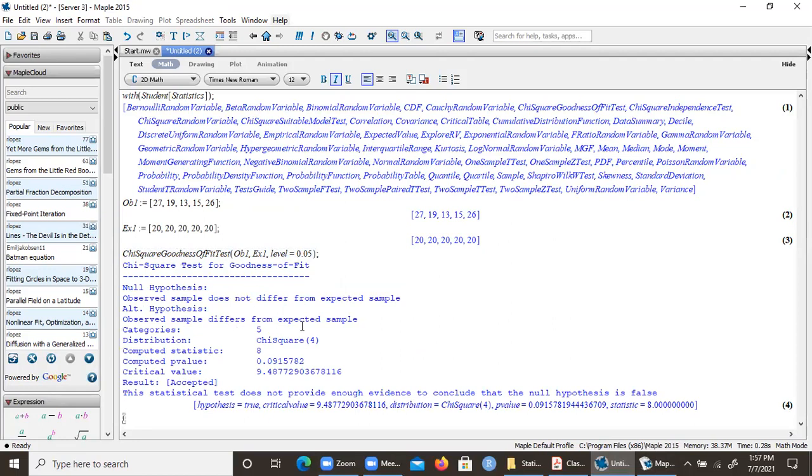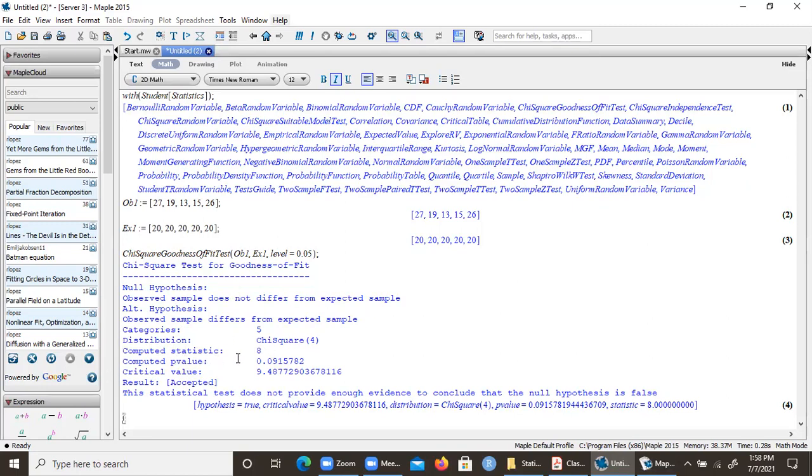It is writing that the null hypothesis is that the observed sample doesn't differ from the expected sample. That means they are equally likely. The alternative hypothesis is that the observed sample differs from the expected sample. That means they are not equally likely. How many observations are there? Categories means observations. So 5 observations are there. What is the degree of freedom? Degree of freedom is 4. So chi-square statistic is being calculated at 4 degrees of freedom. What is the computed value of the chi-square? We got 8. They also got 8.